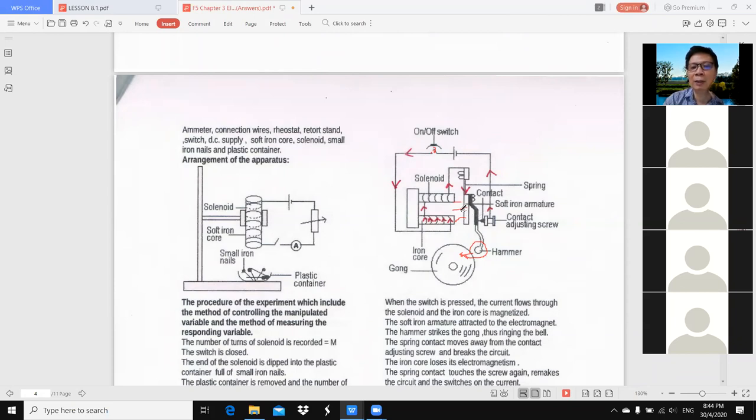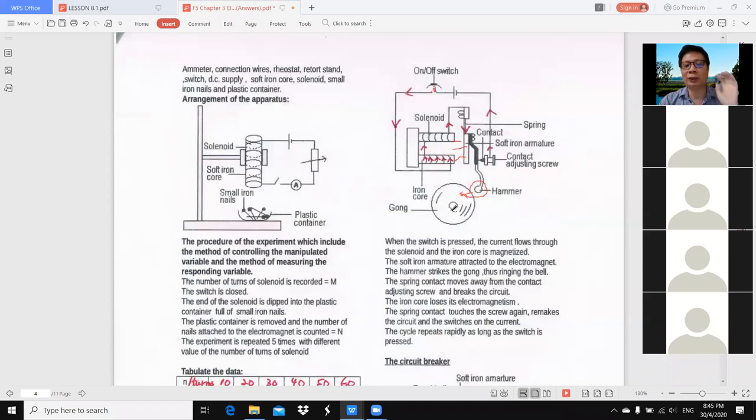This thing will go back now. Once it goes back here, it touches here again. Once it touches again, the current can flow. Then this one becomes a magnet again. So it attracts again. So the process is repeated many, many times. Attract here, release, attract, release, attract, release. So it keeps on knocking to produce a sound. So here we are using electromagnetism to function, understand? Okay, this one we finished already, now we start another one.